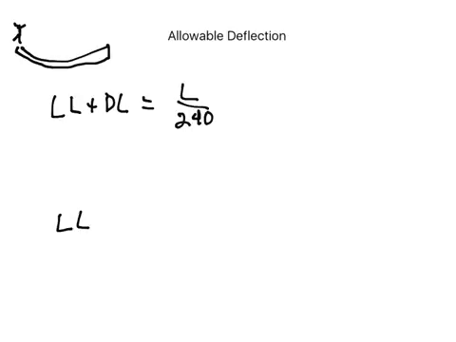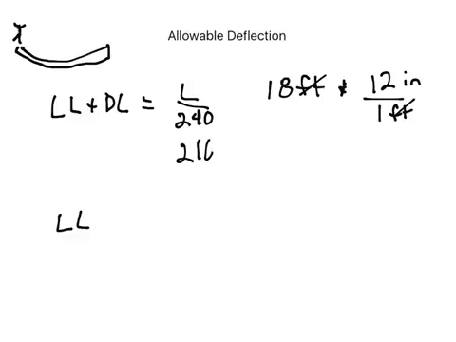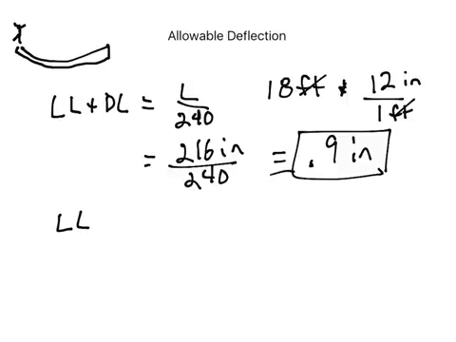And in the design problem that we're looking at, this beam was 18 feet long. So we're just going to do 18 feet times 12 divided by 1. The feet cancel out, and I'm left with a beam that is 216 inches long. Divide that by 240, and my deflection limit for the dead load and the live load is 0.9 inches. So this is our deflection limit when we're looking at the live load and the dead load.